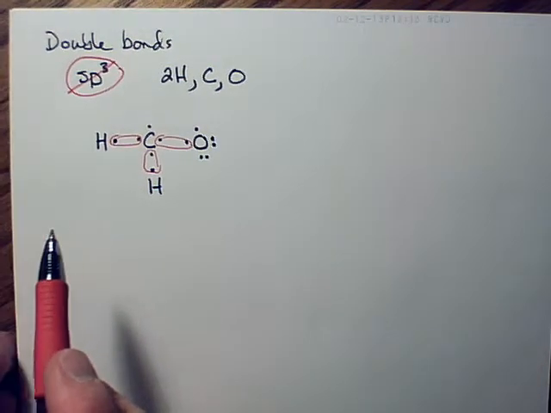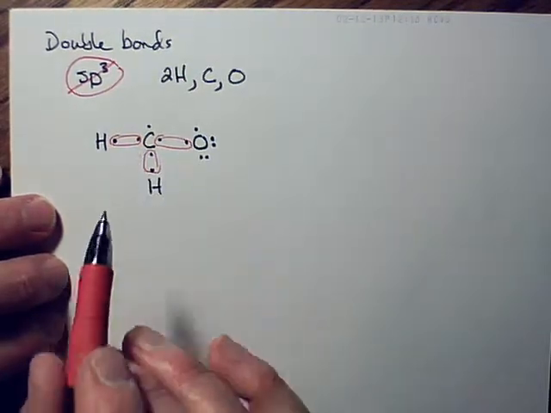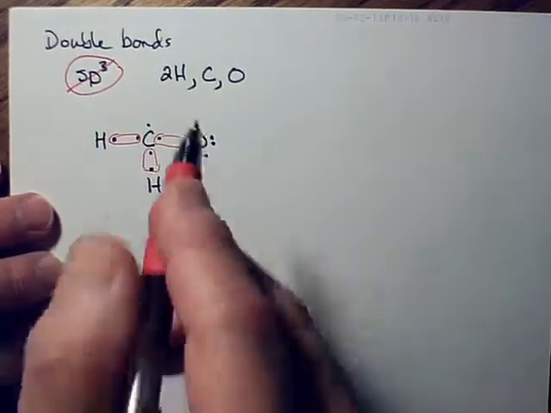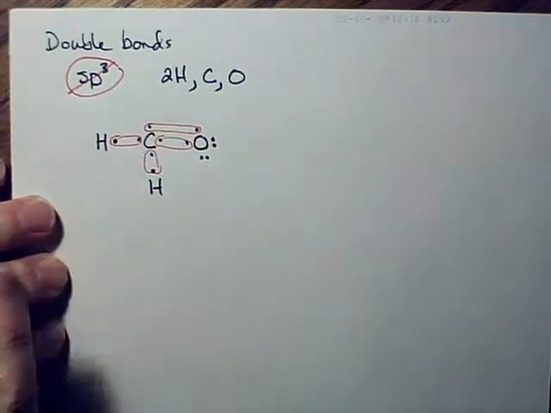You can share it to the top, which is where we're going to go. But if I leave it at this, carbon and oxygen only have 7 electrons. So they need one more, and so we can share these 2. And that's where the double bond comes from.